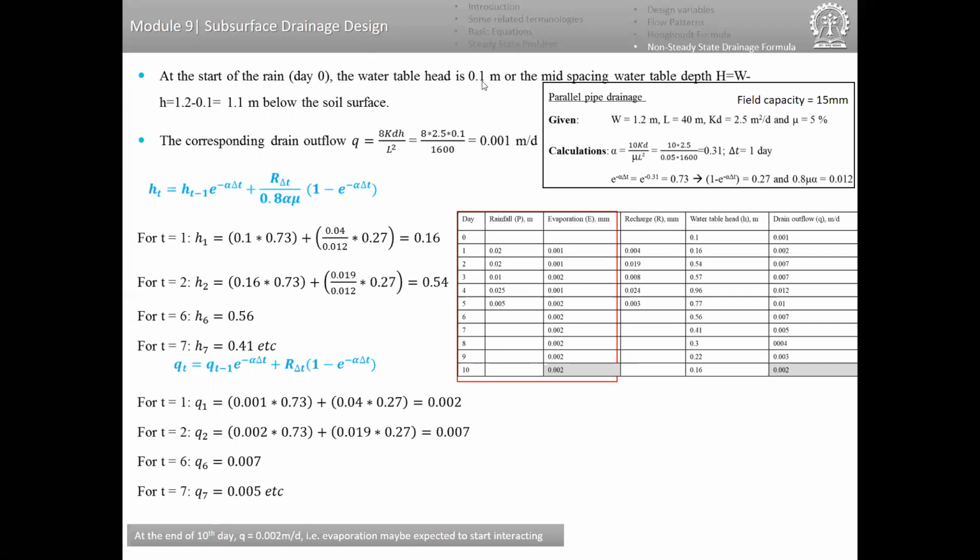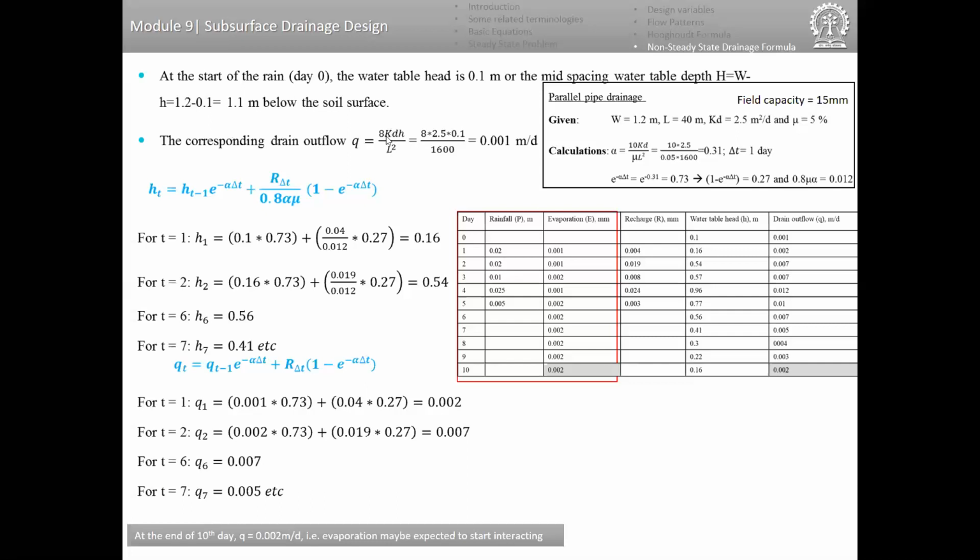When the water table head was 0.1, you can put this value here and calculate the value of Q from this expression. At the very beginning, at time t equal to 0, we can use this formula: Q is equal to 8k dH by L square.